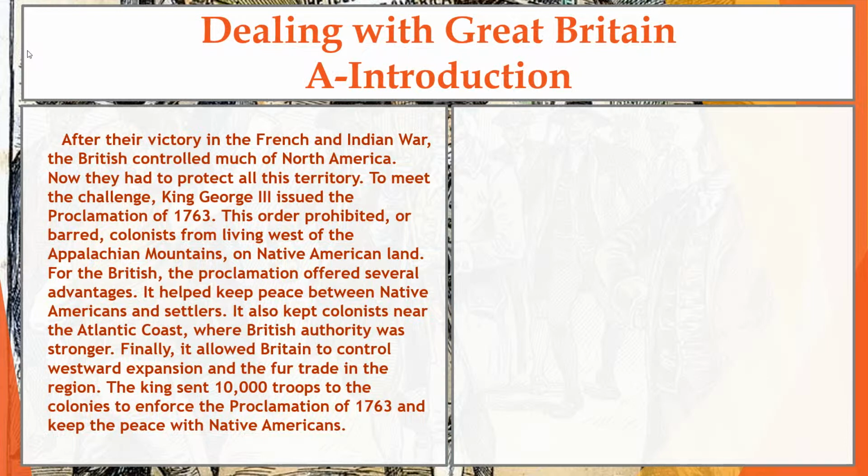For the British, the proclamation offered several advantages. It helped keep peace between the Native Americans and settlers. It also kept colonists near the Atlantic coast, where British authority was stronger. Finally, it allowed Britain to control westward expansion and the fur trade in the region. The king sent 10,000 troops to the colonies to enforce the Proclamation of 1763 and keep peace with Native Americans.